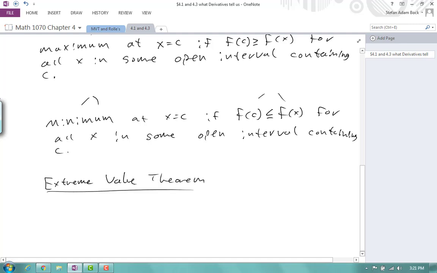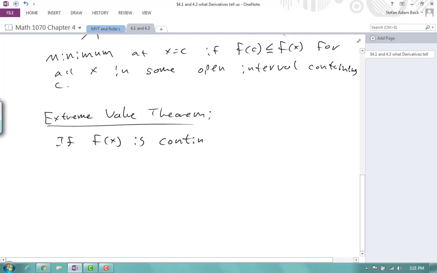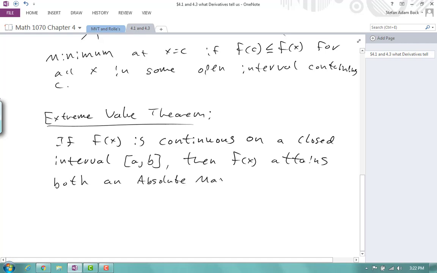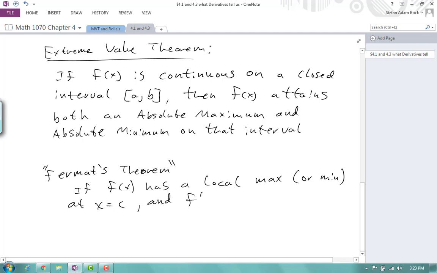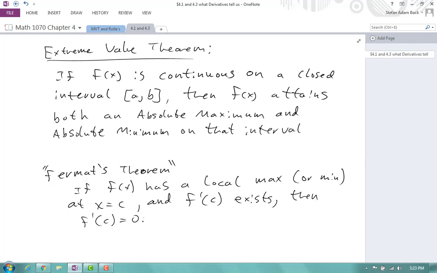We have the extreme value theorem, which says if f of x is continuous on a closed interval, then f of x contains both an absolute maximum and an absolute minimum on that interval. And similarly related to this, we have a so-called Fermat's theorem, although it's kind of a misleader because he has a heck of a ton of theorems, which says that if f of x has a local maximum or minimum at x equals c, and f prime of c exists, then f prime of c must be equal to 0.